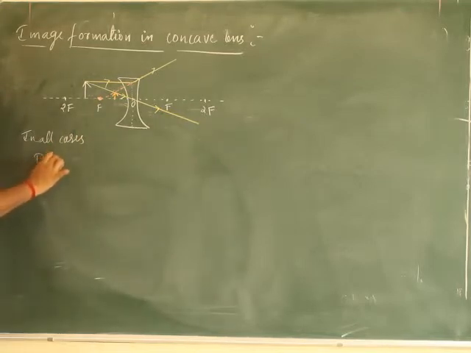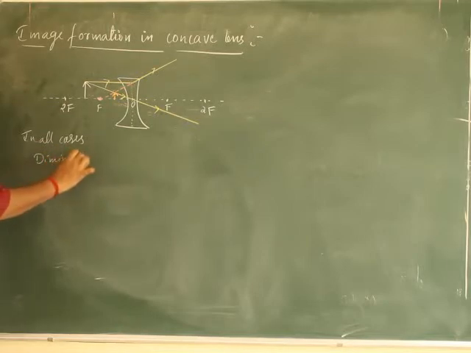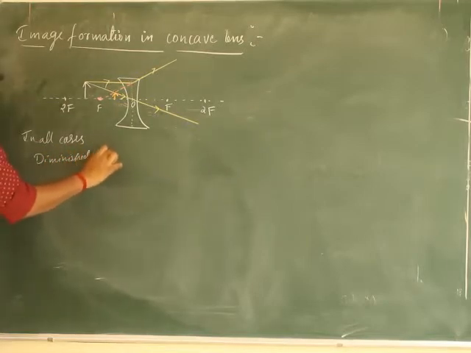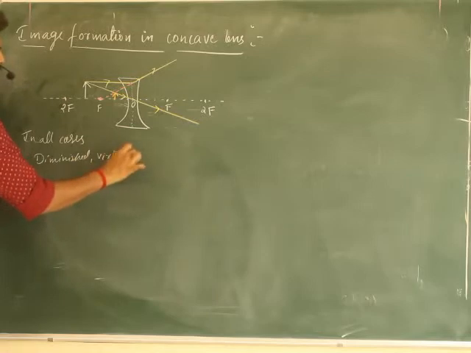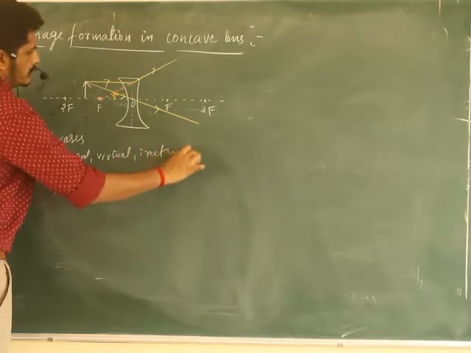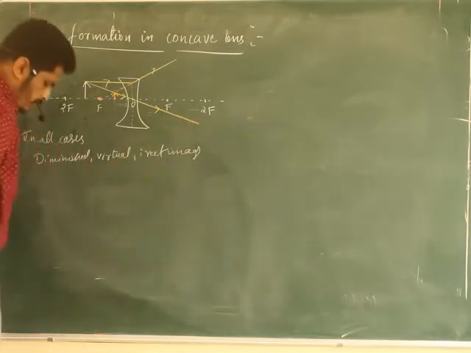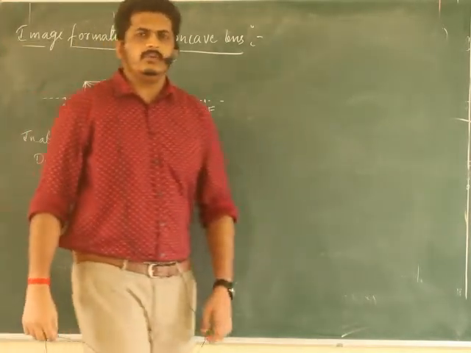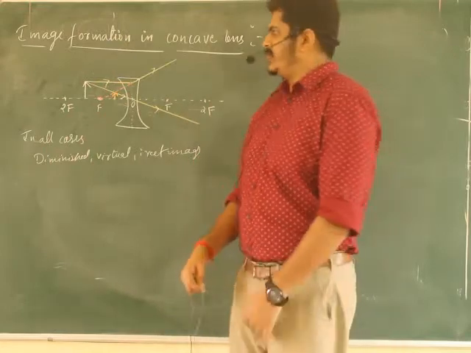Diminished, virtual, erect image. In case of what? In case of a concave lens. So hope it is clear.